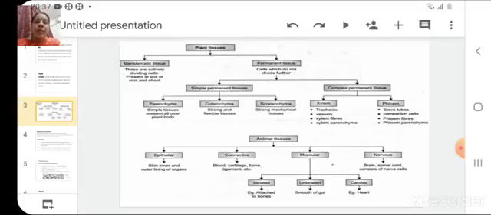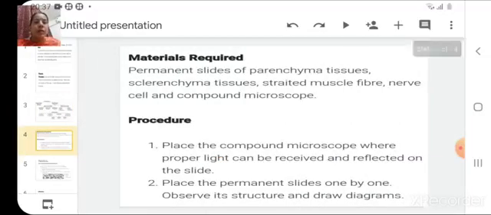Then simple permanent tissue can be divided into parenchyma, collenchyma and sclerenchyma, and complex permanent tissue can be divided into xylem and phloem. Similarly, we will look at the bifurcation of animal tissues, that is epithelial tissue, connective tissue, muscular tissue and nervous tissue. Then in muscular tissue again three types are there, that is striated tissue, unstriated tissue and cardiac tissue.